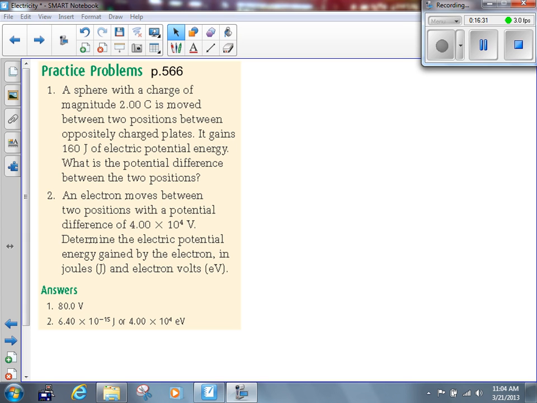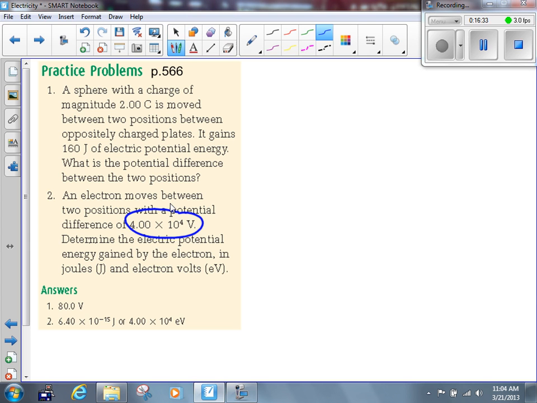We got something here given to us. This 4 times 10 to the 4 volts. Tell me what that is. It could be E. It could be delta E. It could be V, or it could be delta V. What is it? The potential difference. It's delta V, right. We've got the potential difference is 4 times 10 to the 4 volts.